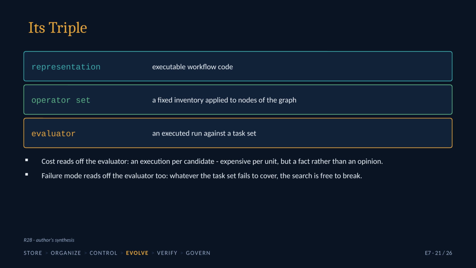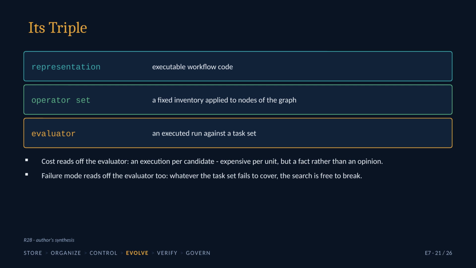It's a triple. Representation: executable workflow code. Operator set: a fixed inventory applied to nodes of the graph. Evaluator: an executed run against a task set. Read the consequences of it again.